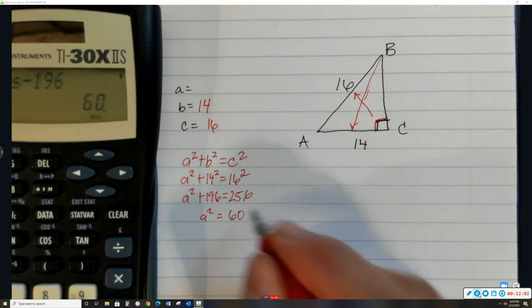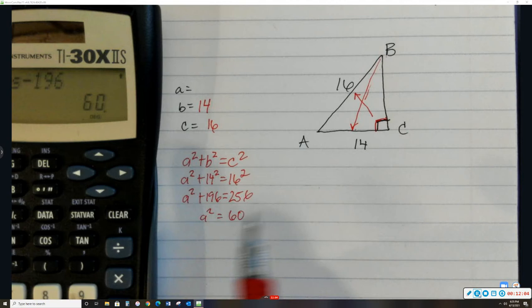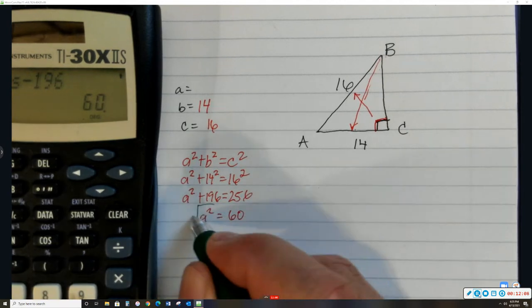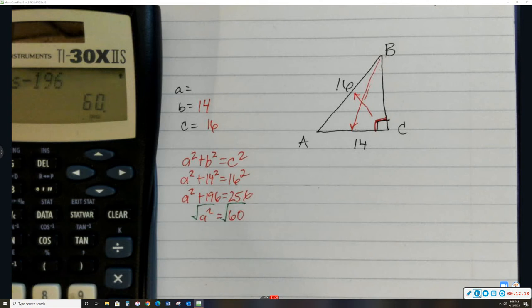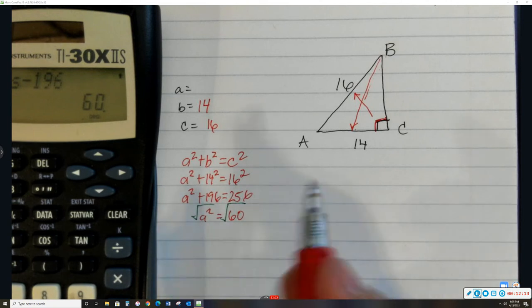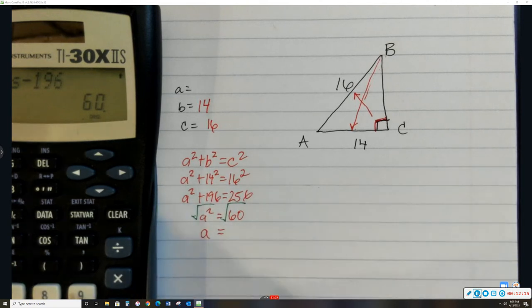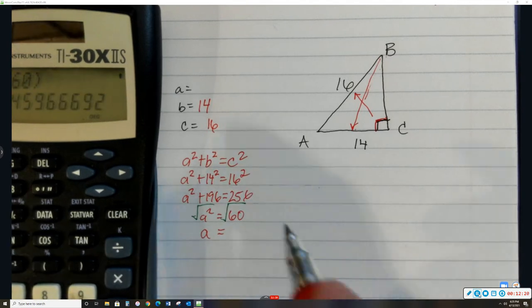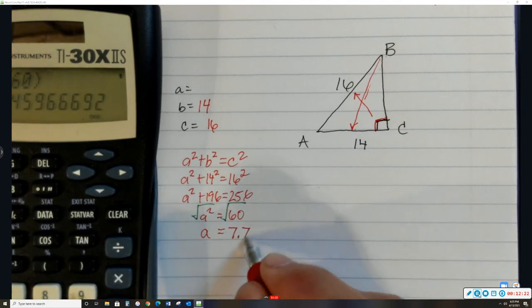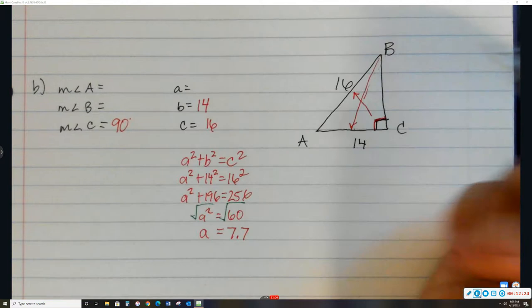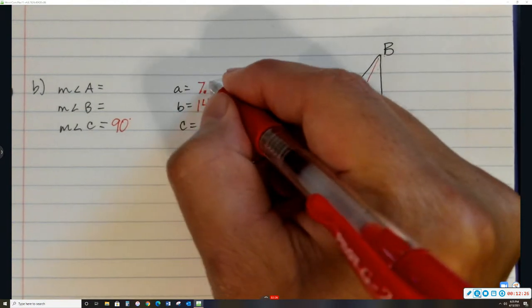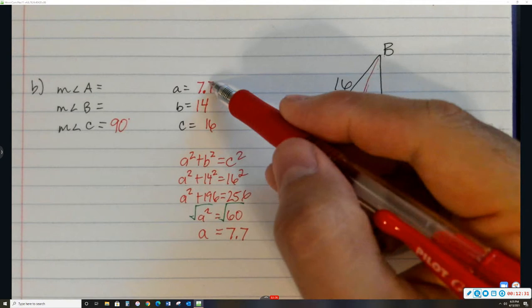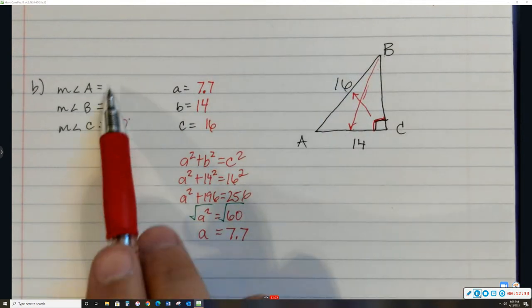You get 60, and then remember, the last thing we do, I'm going to put it in a different color so it stands out, is take the square root of that, because squares and square roots cancel. You're left with a, and the square root of 60 is 7.7. It's not a nice number like I wanted, but still, it works. So now we have the 3 side measures. Now we need to figure out either A or B.